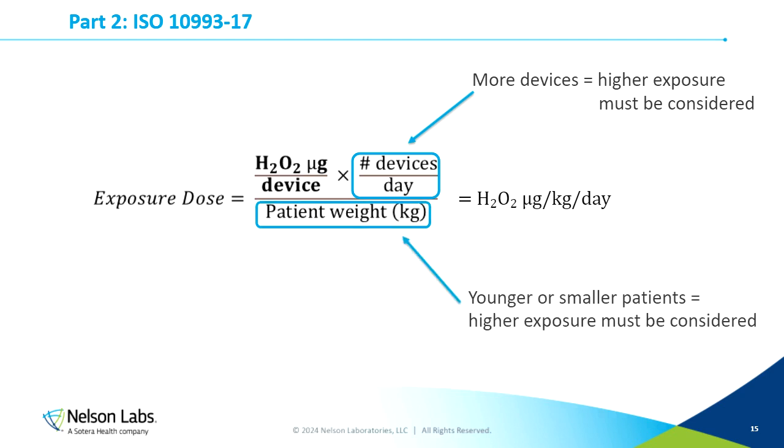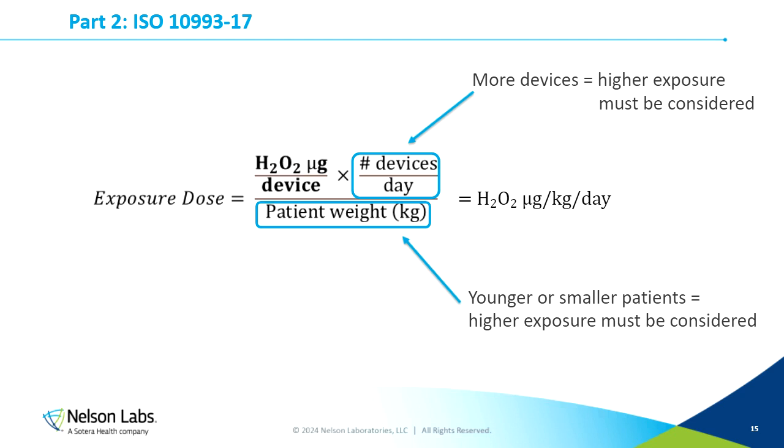Another factor is patient body weight. And since this is divided into the equation, that means that the smaller the patient body weight, the higher the exposure dose. So the worst case is actually the youngest patients or the lowest body weight of the patient populations that are included. So going by the ISO 10993 Part 17 standard body weights, an adult is 60 kilograms, a pediatric patient is 10 kilograms. That means that an exposure dose for a pediatric patient is 6 times higher than that of an adult.